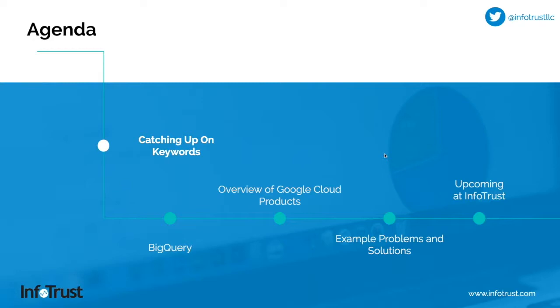And then we'll do an overview of the Google Cloud products. We're not going to do all the products, but a good chunk of them and how they apply to really the marketing suite. And then we'll go through a couple example problems and then solutions, how we use the Google Cloud. And then at the end, we'll do a couple upcoming events for other things at InfoTrust and webinars and such. All right, so let's dive in.